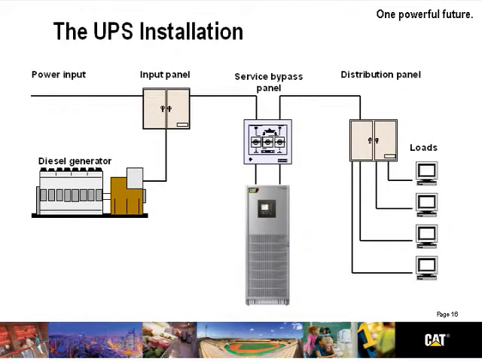When we look at how the UPS is installed, it is installed on the load side of an automatic transfer switch, or what we see there is represented as the input panel, and before our distribution panels or power distribution units or whatever else might be used to distribute the power downstream.